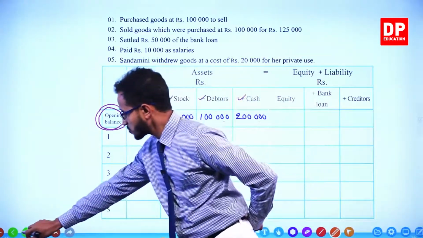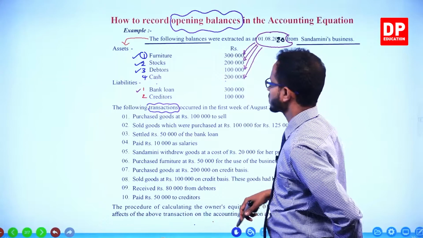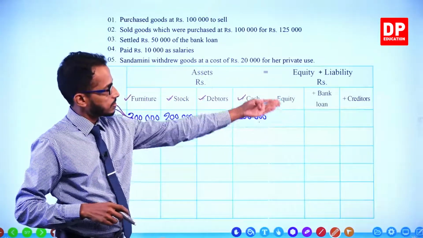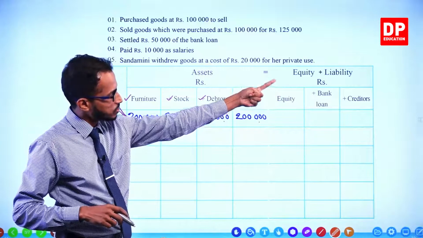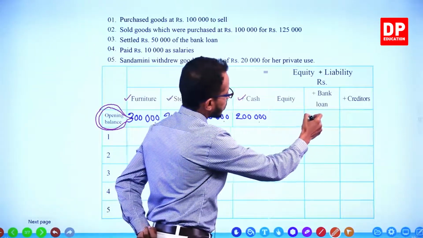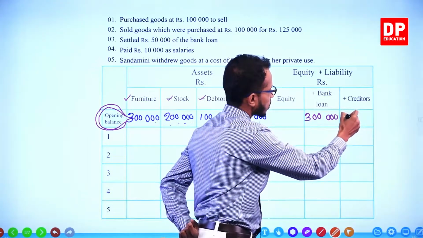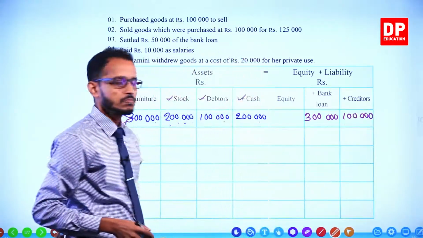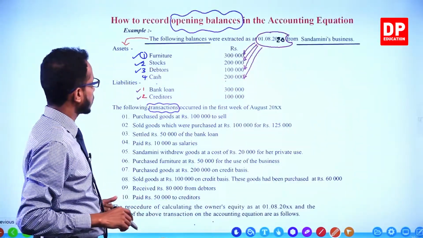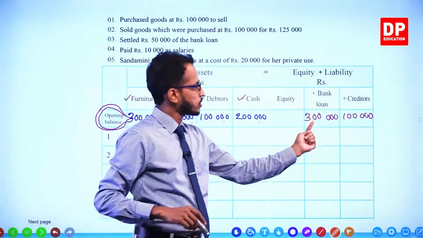Now let's see what liabilities we have. We have liabilities, first bank loan, that is 300,000, and we have creditors 100,000. Well, you see that the liabilities section is already divided into bank loan and creditors. What was the value of the bank loan? 300,000, right? And the value of creditors is 100,000. There you go, done. Opening balances recorded. Check whether the amounts are correct. Bank loan 300,000, creditors 100,000. Done.